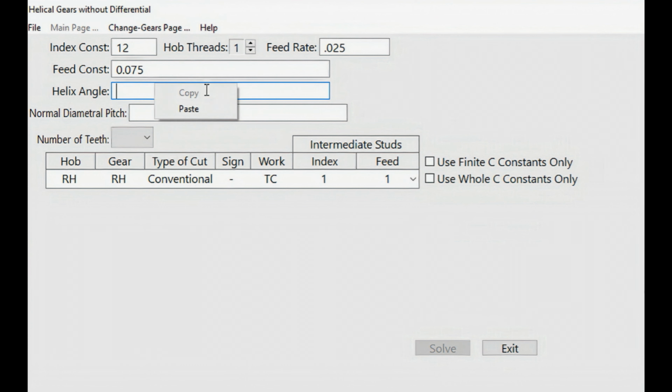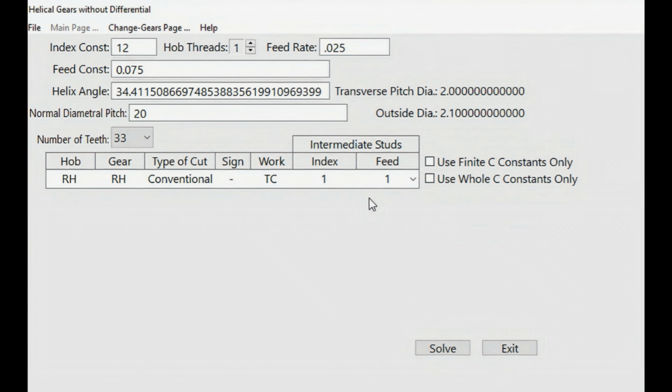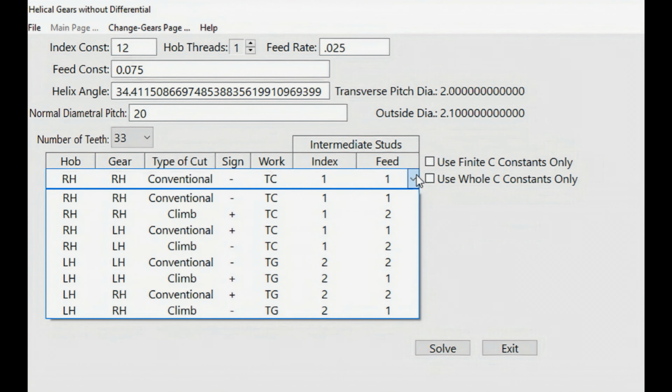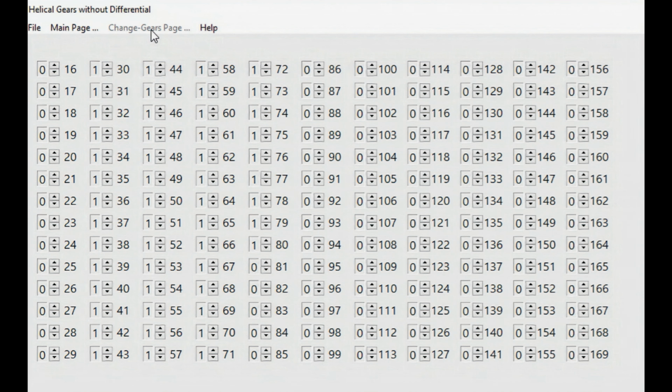I'll paste the helix angle. The normal diametral pitch is 20. 33 for the number of teeth. Left hand for the hob, left hand for the gear, cut in the conventional direction. Now, changing to the change gears page to show that 30 through 80 are selected.